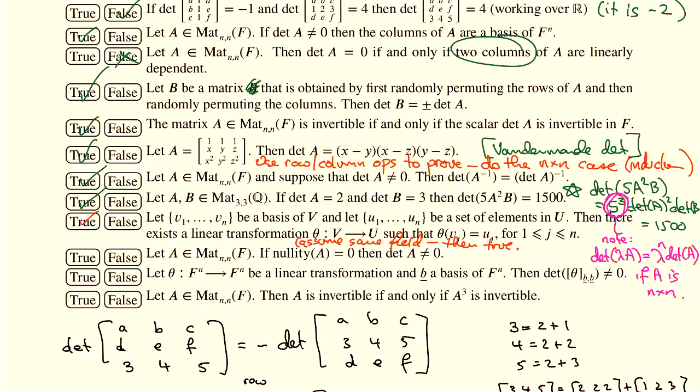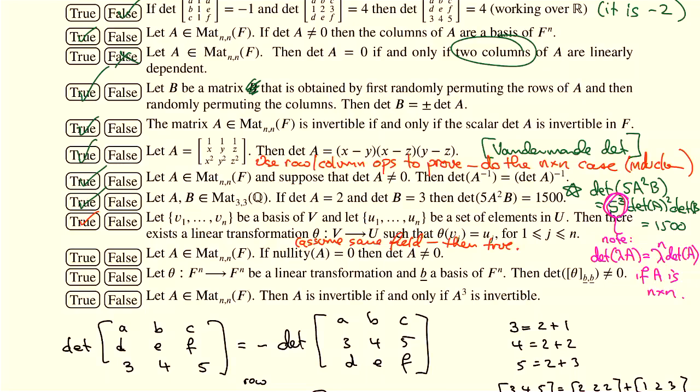It's indeed true, for various logics, but probably the neatest way here is this. Nullity being 0 means that you're injective. That's almost the definition of injective. And if you're injective between Fn and Fn, vector spaces of the same dimension, then you're also surjective, so you're invertible, so your determinant's non-zero.